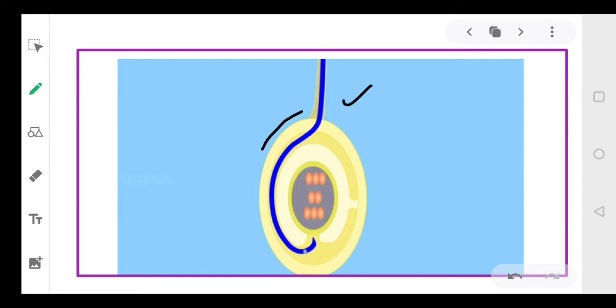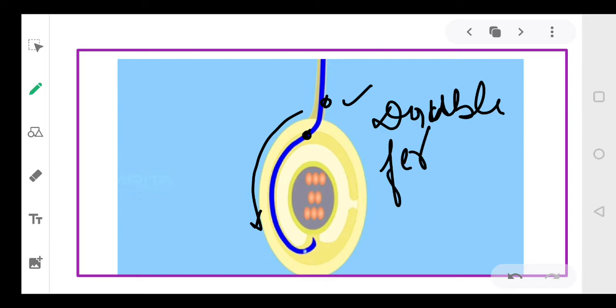When the pollen tube formation occurs, it has two male gametes. One of these male gametes will fuse with the egg, resulting in the formation of the zygote, while the other will fuse with the polar nuclei. So that is why this process brings about double fertilization. Okay, dear students, I hope you remember this. The very first step is called syngamy and the second step is called triple fusion.